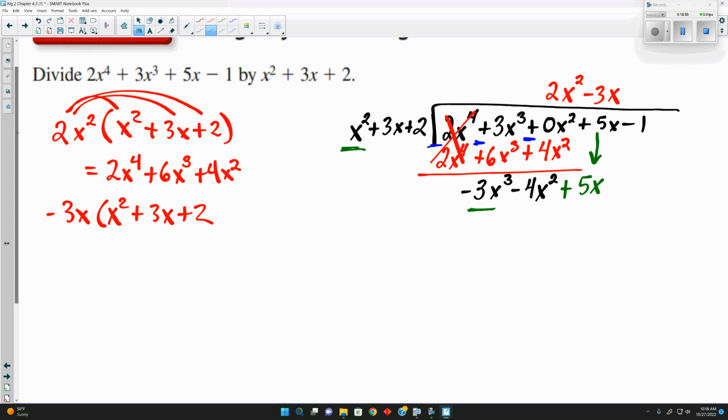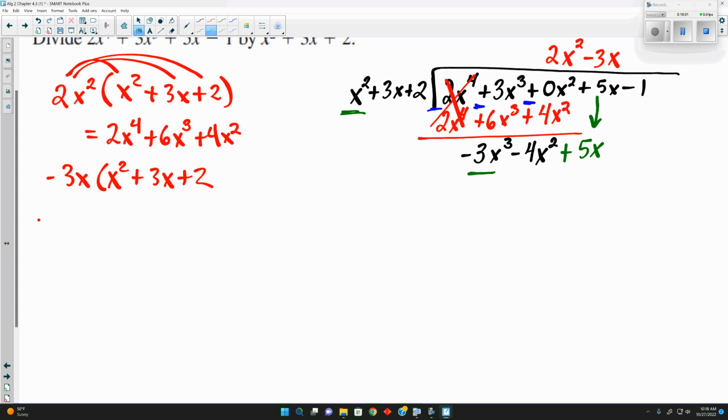And we'll multiply again. Negative 3x times x squared is going to be negative 3x cubed, which does match up to our first term. Now we'll do negative 3x times 3x, which is going to be negative 9x squared. And lastly, negative 3x times 2 is negative 6x.